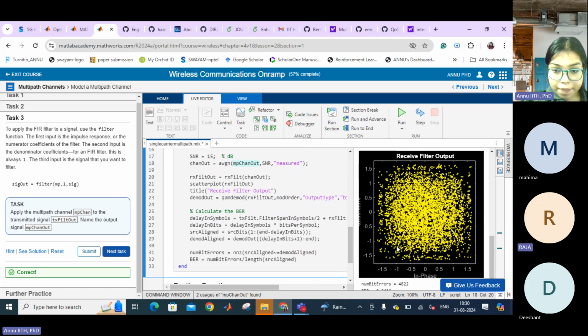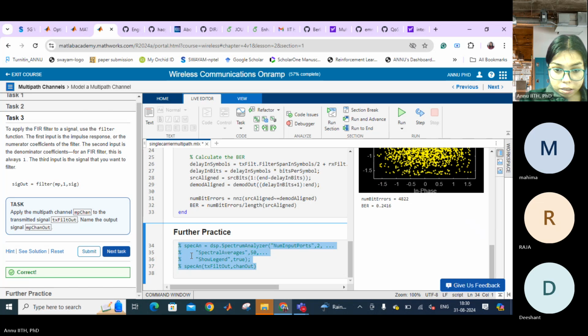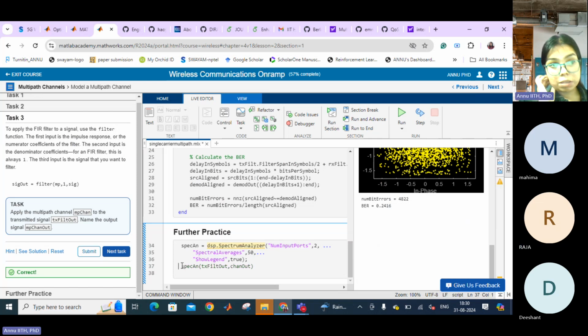Transmit filter or filter span. So will this work if we use the row vector instead of the column vector? You are asking why we use a column vector. If we use both the transmitted signal and the multipath channel coefficients as row vectors, will it work? Yes, in that case also it will work.